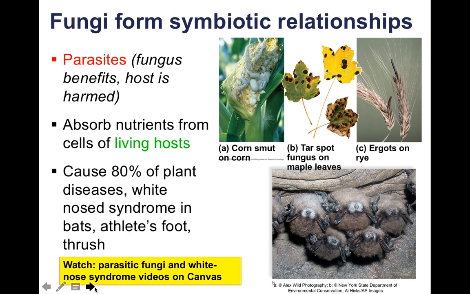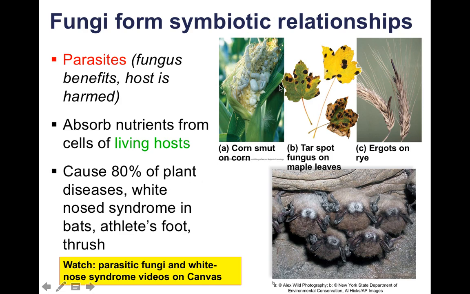So one way that fungi form symbiotic relationships is through parasitism. This is when the fungus is going to benefit and it's going to harm another organism, the host. One way that fungi do this, a very common problem with plants, is that they will actually infect the host and absorb nutrients from that host and not give any benefit back to this host.